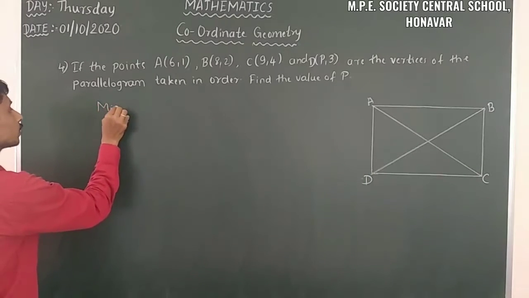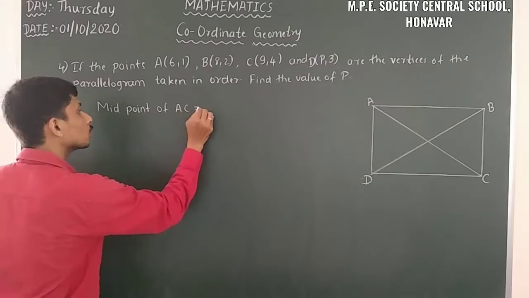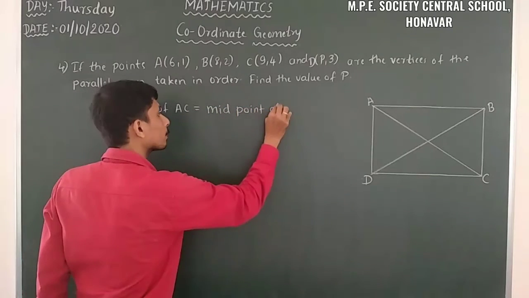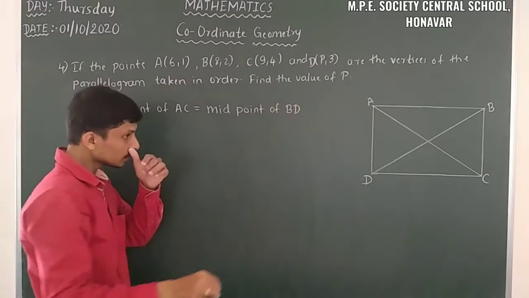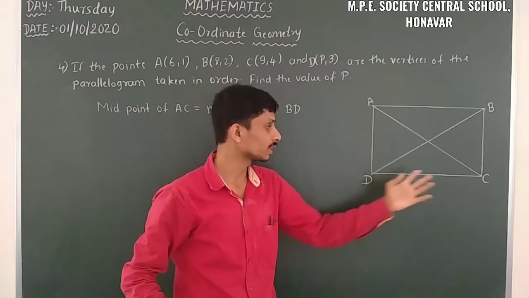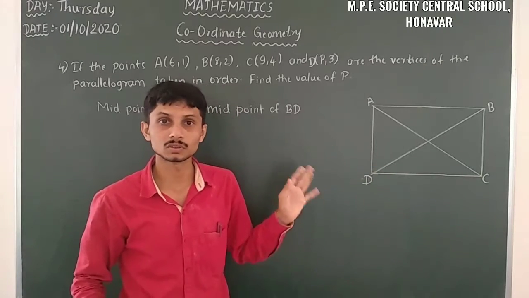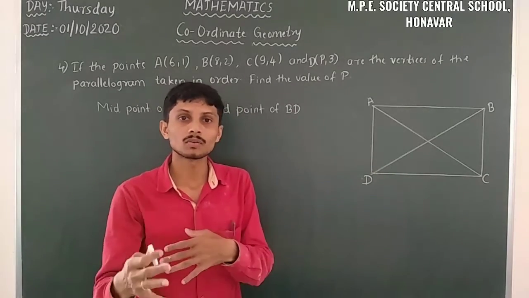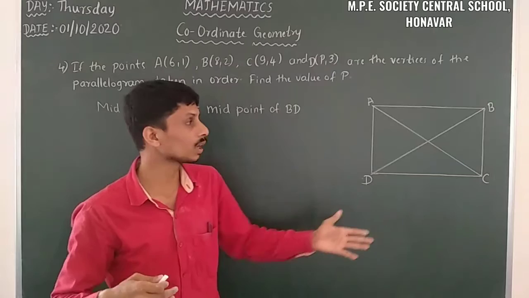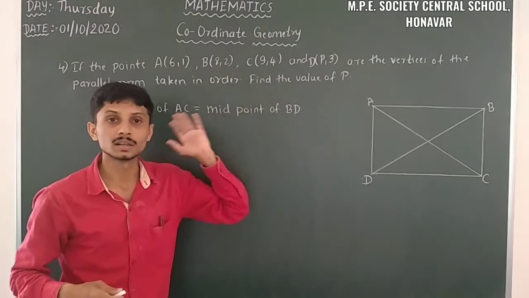That is, the midpoint of AC is equal to the midpoint of BD. We could also think of the distance formula, but here we don't know CD, so we can't use the distance formula. It is very easy to use the midpoint formula, and from the midpoint formula we can easily calculate P here.